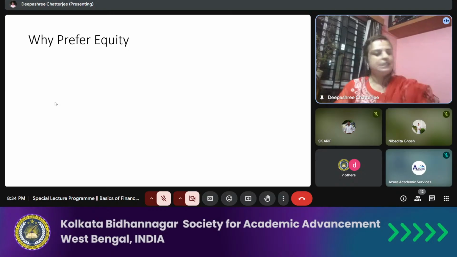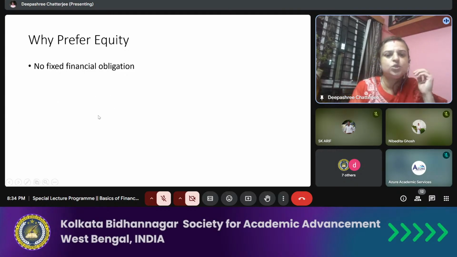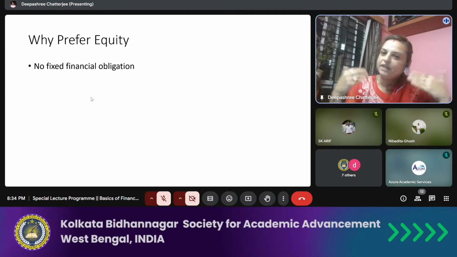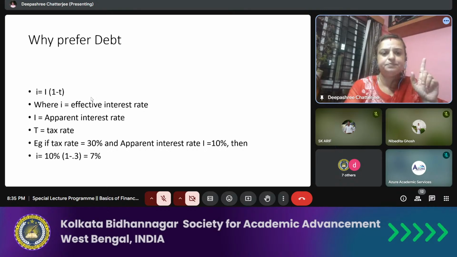So first is why we can prefer equity. What is the reason why he said that? Yes, ma'am, obviously we'll go for equity. Mainly because no interest needs to be paid, right? So there is no fixed financial obligation. Even if the company has a loss, I don't need to pay any interest. So I don't have any fixed obligation to pay anything. My losses will not increase, right? The most important reason why equity is preferred, right?